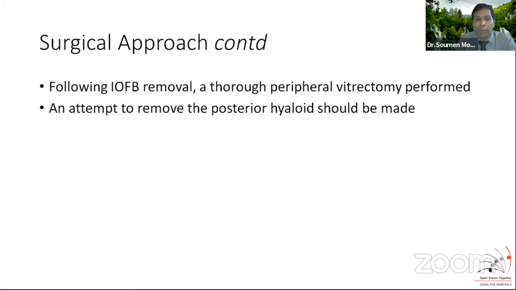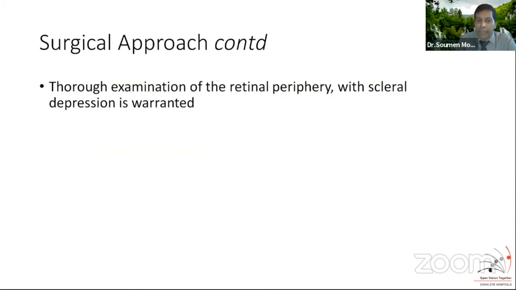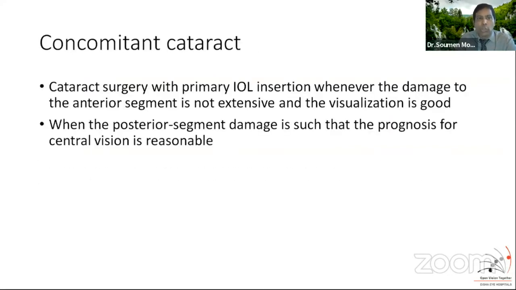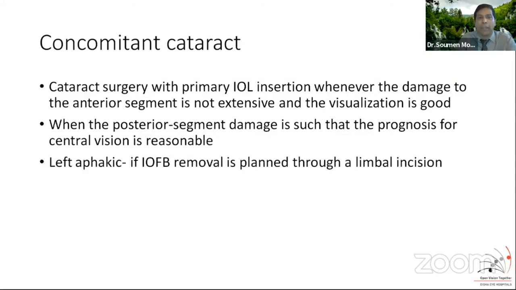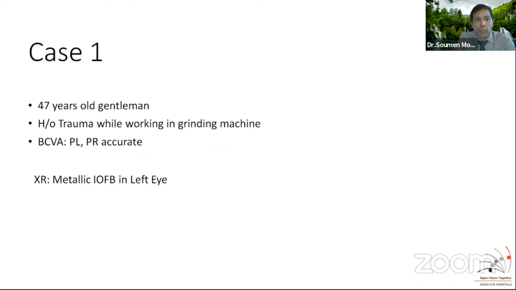Following the IOFB removal, a thorough peripheral vitrectomy has to be done. In case of an associated RD, the RD has to be managed. If there's a concomitant cataract, preferably a primary IOL insertion should be done. It should be left aphakic if we are planning to remove the IOFB through a limbal incision. So I'll straightaway go to my first case.